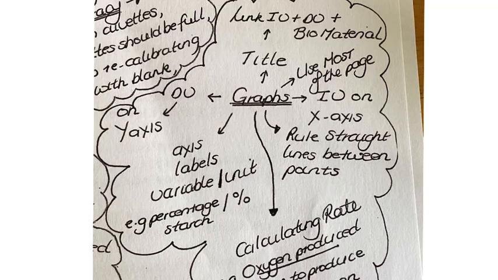So I'm just going to talk to you about graphs. In some of your papers you will have had to do a graph. So every graph needs a title, or in the mark schemes it will be called a caption. And in the title you have to link the independent variable, that's the thing that is on the x-axis, with the dependent variable, that's the thing that is on the y-axis.